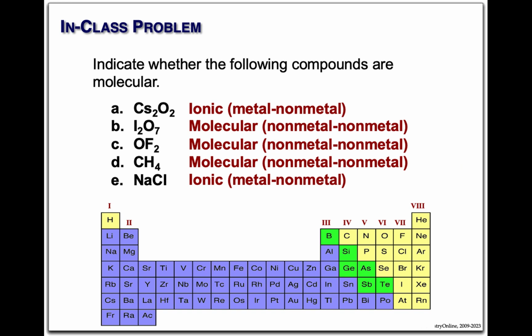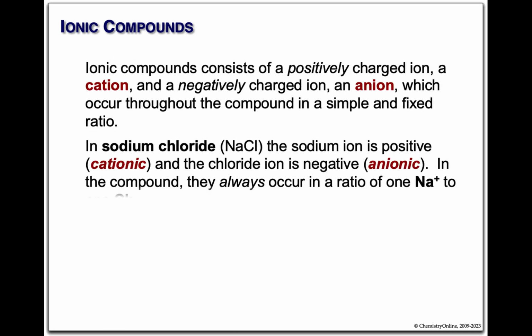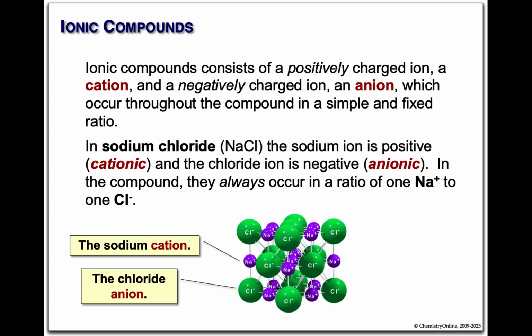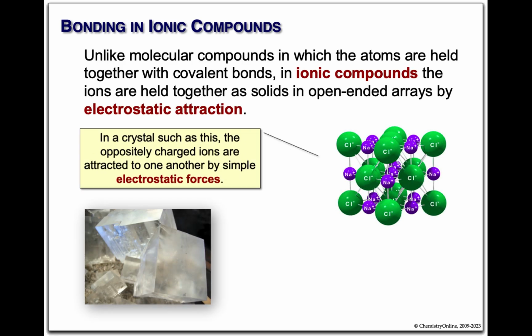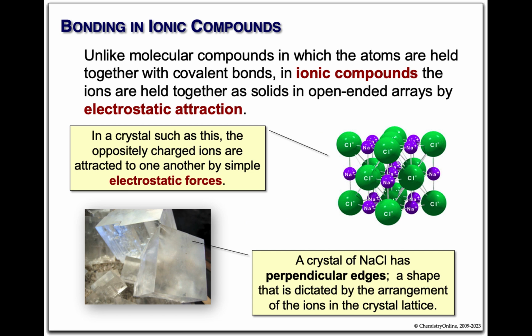All right, let's talk a little more about ionic compounds. Remember, we have a positively charged ion called the cation. Negatively charged is the anion. And they kind of stick together because they have opposite charges. In the solid state, these pack together to make crystals. And again, it's the size of the atoms and their charges that dictates the packing. For sodium chloride, the packing is cubic. And if you look at nice crystals of sodium chloride, these are very sharp edges. That's because this is an extensive cubic array. The bonding here is simply electrostatic.